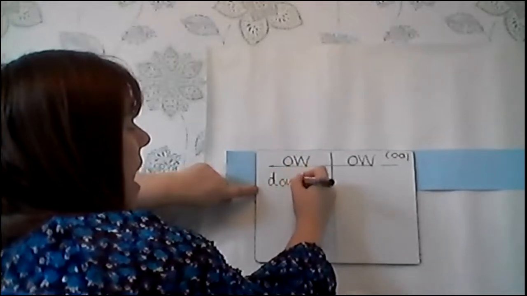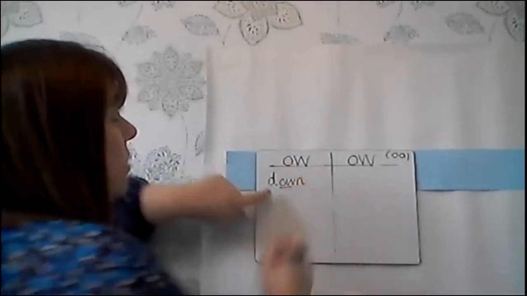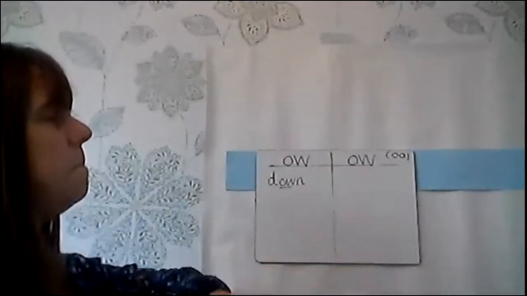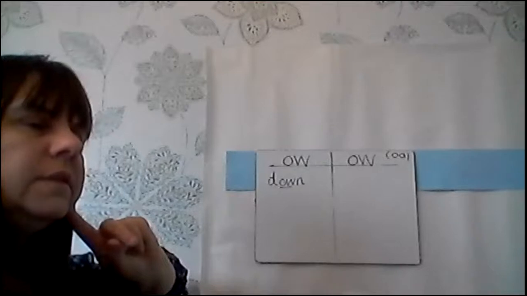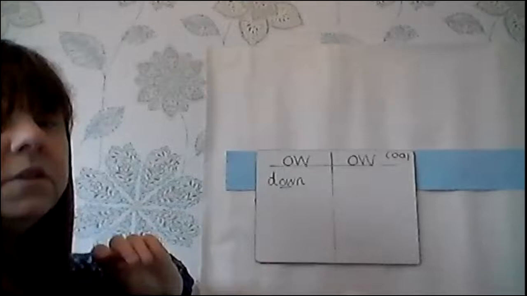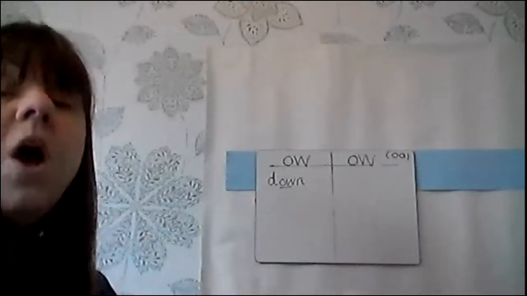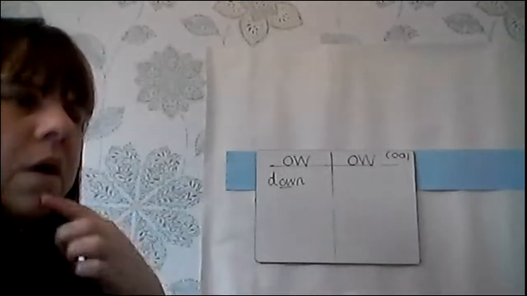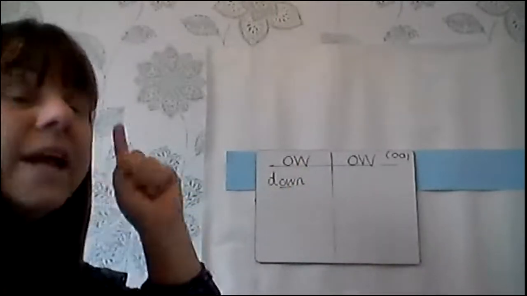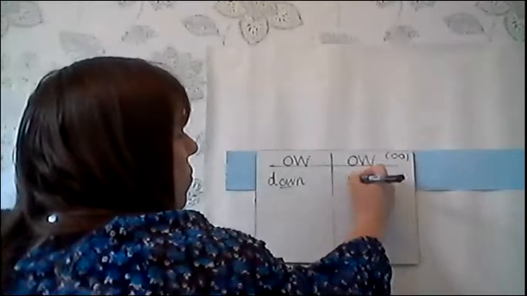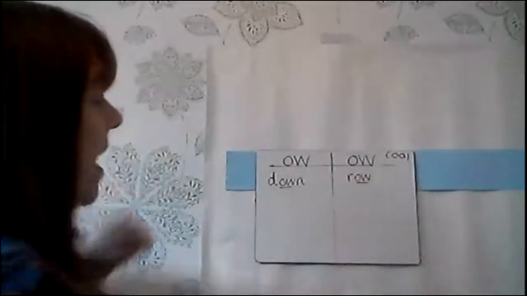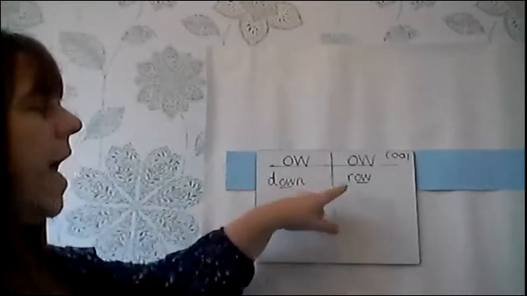D, ow, down. I'm just going to do a couple and you're going to think of as many as you can at the end. My next word is row. The little boy, he had to row his boat to the South Pole. So let's sound out row. O. Row. Ow, O. Which sound has it got? The O sound. You can hear it. And it comes at the end. O. So we never use this spelling at the end, do we? So we've got down and row.